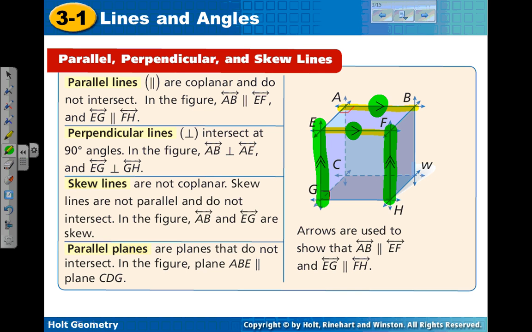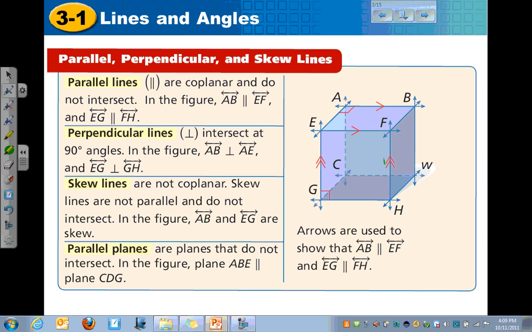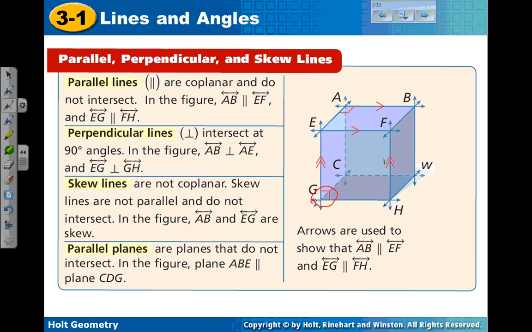Perpendicular lines, let me erase this so we have a fresh start here. Perpendicular lines, those lines join together, they intersect at 90 degrees, and that is usually marked with this box in the corner of the lines. So that's marking two lines that are perpendicular, and up here on the top of the box at A is another marking of two lines that are perpendicular.